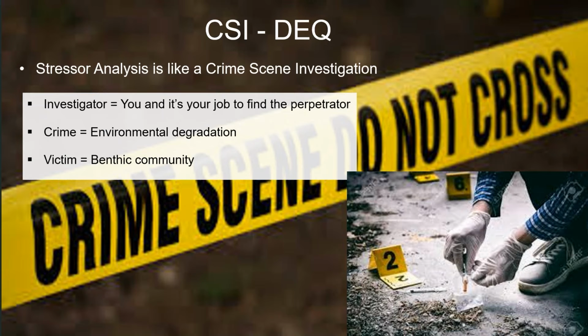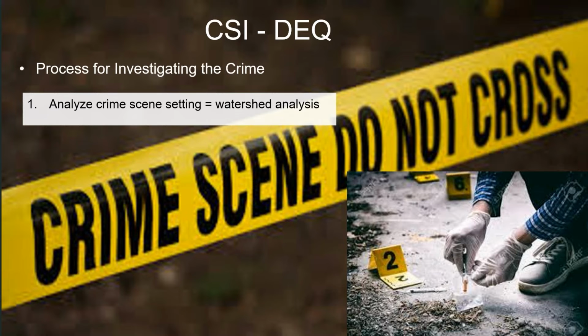Now, back to our analogy here of CSI. We've looked at the investigator, the crime, the victim. Now we're going to look at the process. What's the process for investigating this crime? First, we have to analyze the crime scene. What's the setting? Well, in terms of benthic stressor analysis, that setting is the watershed.